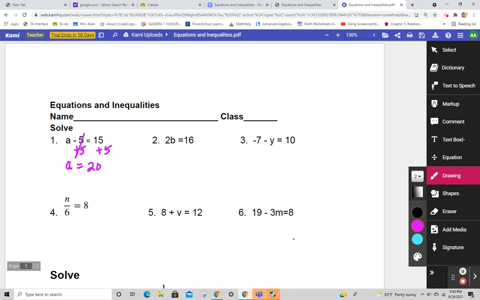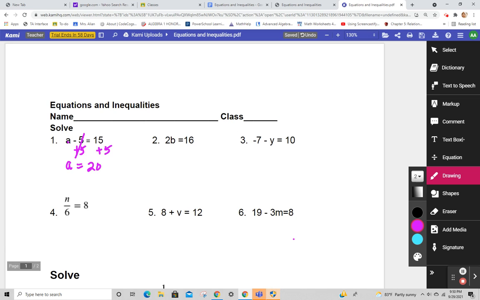We can check to see if this is the right answer. Replace A with 20. 20 minus 5, is that 15? Yes, that is 15, so that is correct. All right, let's go to the next one.